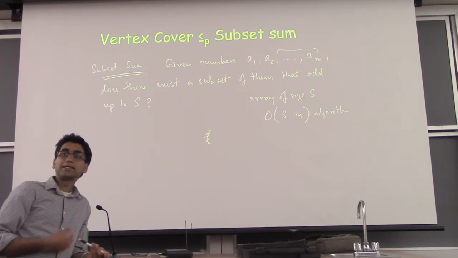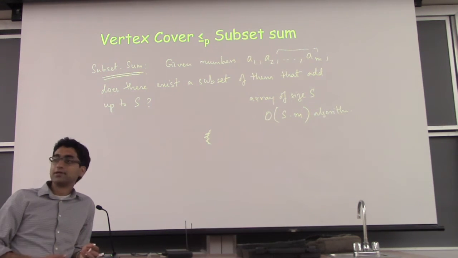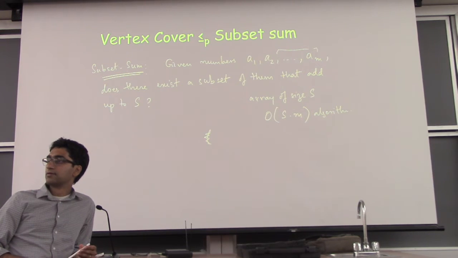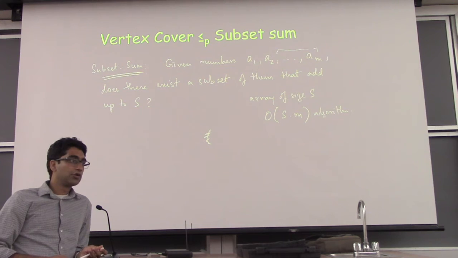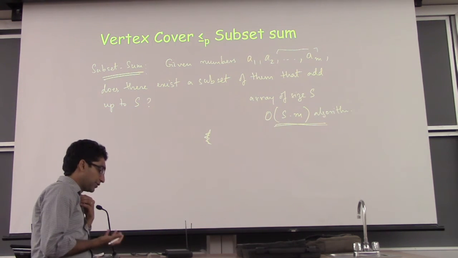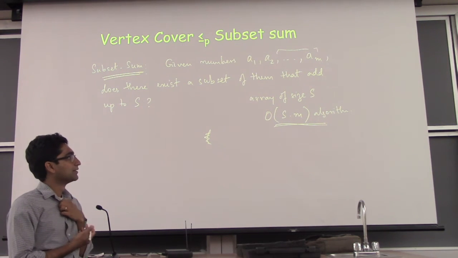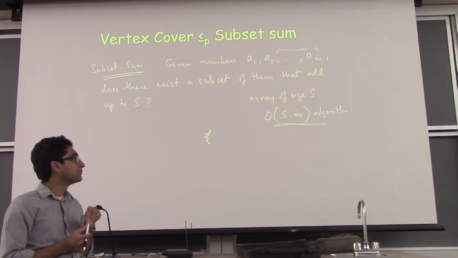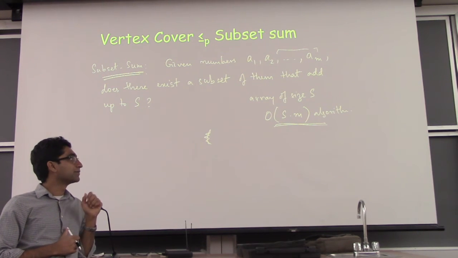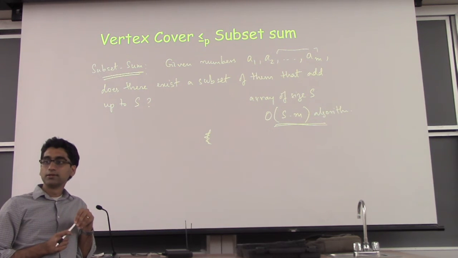So why am I saying this is NP hard? This seems reasonable, right? This is a correct algorithm, and this seems to find if you have a subset of them adding up to S or not. Is it because S is unbounded? That S could be very, very large.